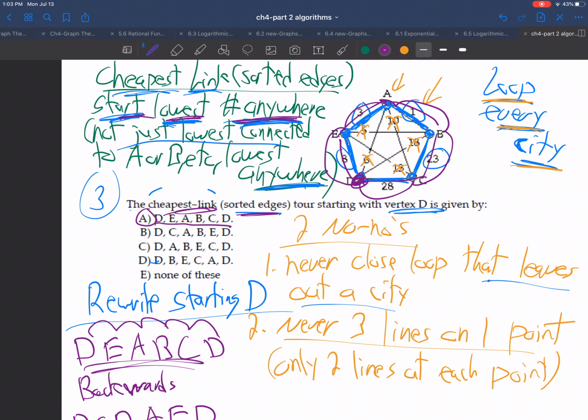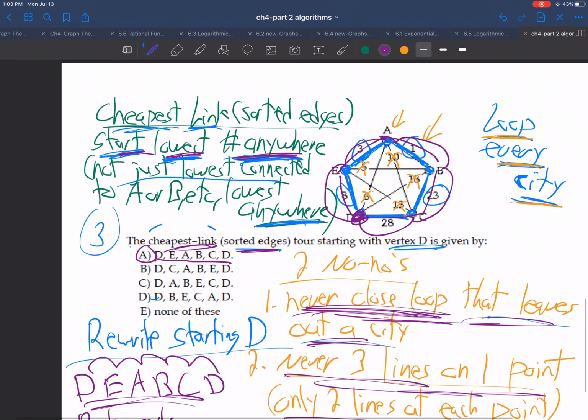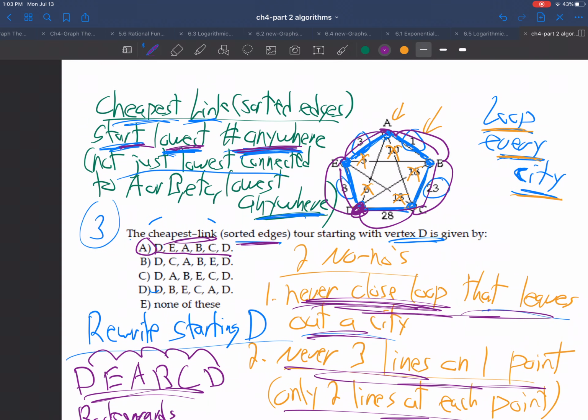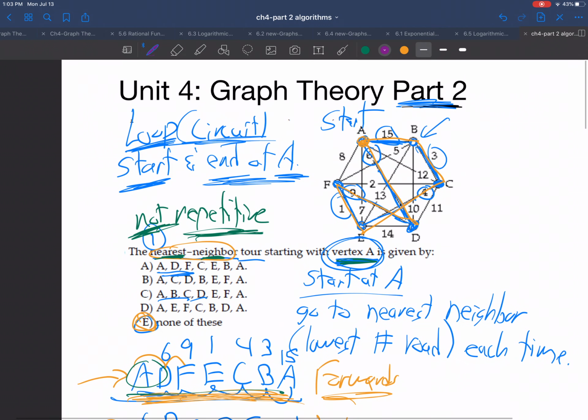But remember the 2 no-nos. Put these in your notes as you take the exam and do the homework. Never close a loop that leaves out a city. Never have 3 lines on 1 point. So there's the 3 methods in part 2 of the graph theory homework. Make sure you know those 3 methods really well.